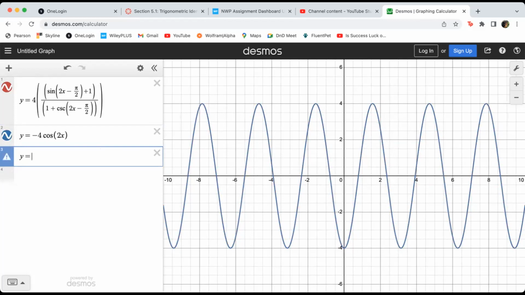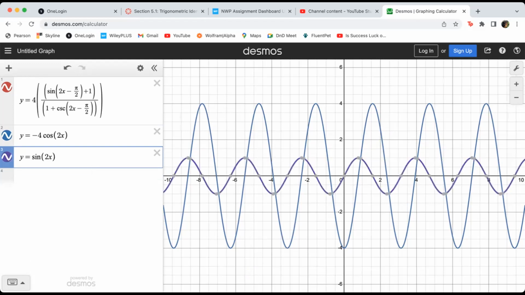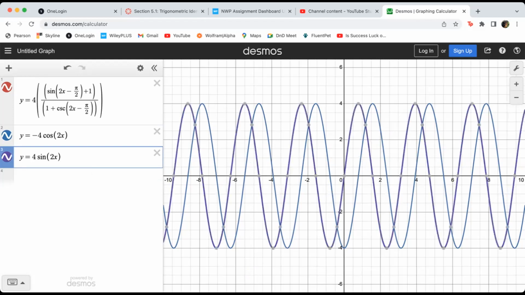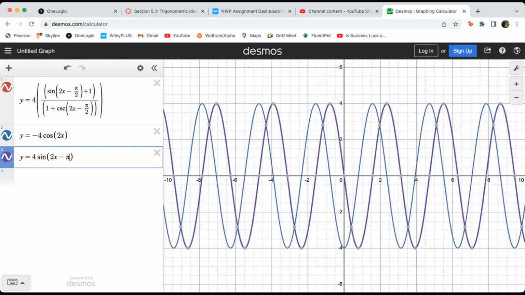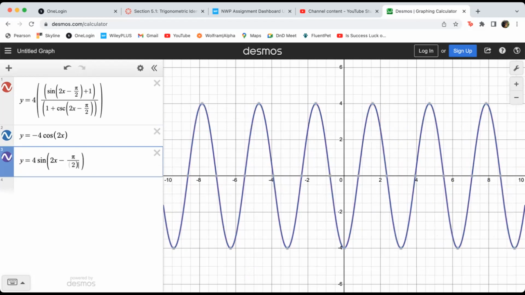So if I look at y equals sine of 2x, well, I need to get the amplitude matched up, so I'll put a 4. And we can see that this has been shifted, so I will just shift this. Once I shift it over pi over 2 units, then the graphs line up again. All cosine graphs are also sine.